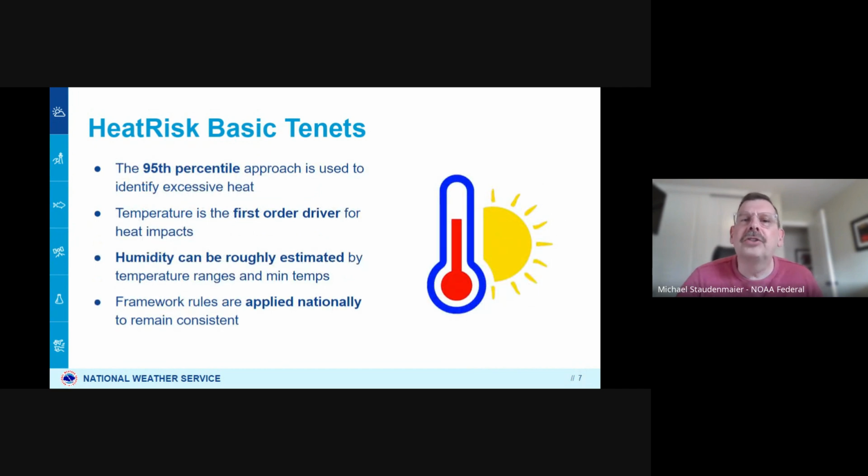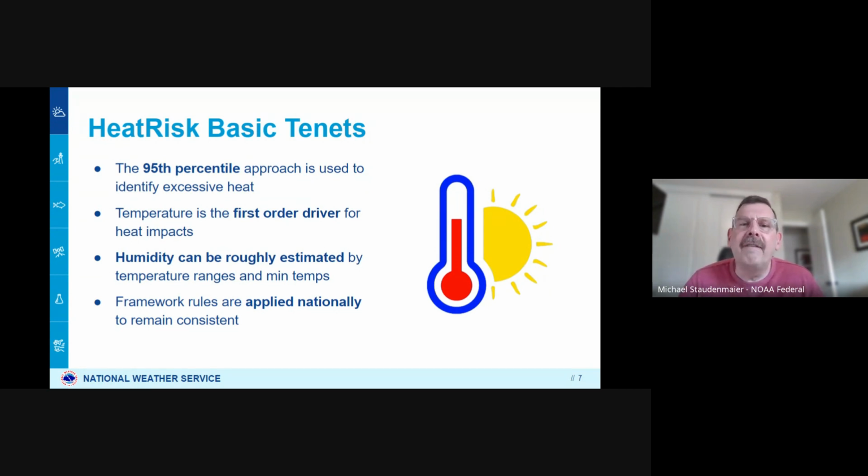Research also shows us that the use of the 95th percentile of temperature to identify heat episodes in a particular location are excessive for that location. You can define it to be that way. And that's a common approach that was used at the time in quite a few studies we looked at, and also in several heat health warning systems around the world. So that's what we leveraged as well.